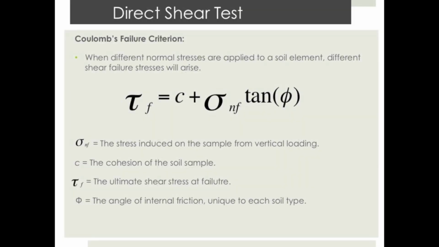The equation of the linear fit shown previously can be written in this form. Ultimate shear stress, tau F, equals cohesion plus normal stress, sigma NF, times tangent phi. The equation produces a linear line with a y-intercept at the cohesion value. This equation is known as Coulomb's failure criterion, and will be used after the series of tests have been run to extrapolate parameters, cohesion and angle of internal friction, C and phi. A linear fit of the data points allows us to easily solve for C and phi once the test is complete.